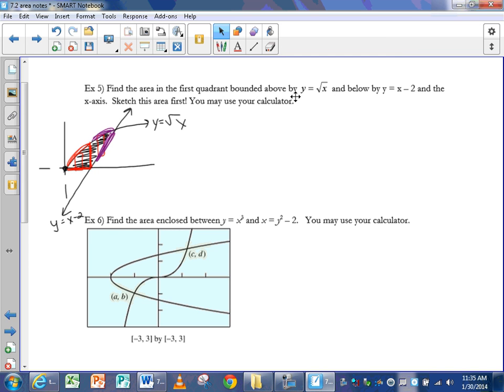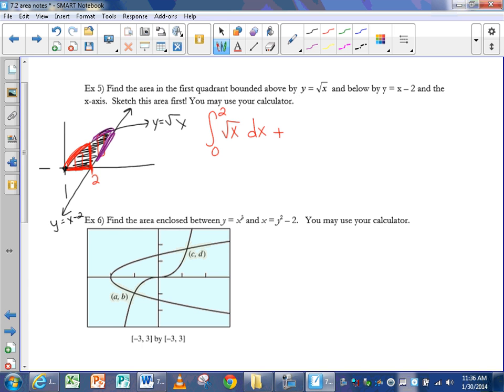So for consistency's sake, I'm going to use red for this integral. Well, this integral would be the integral from the square root of x to the x-axis. Well, the equation to the x-axis is y equals 0. So technically I could put square root of x minus 0, but that's just silly. No one does that. So I just need the square root of x dx from 0 to where this crosses the x-axis. Well, y equals x minus 2 would cross the x-axis at 2. So there's my first integral.